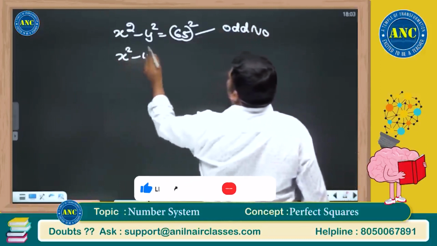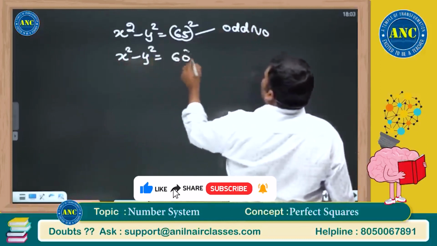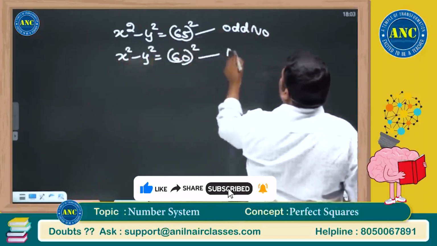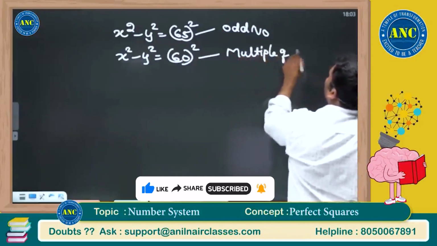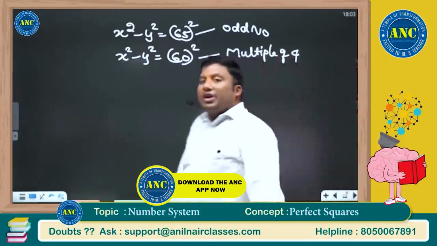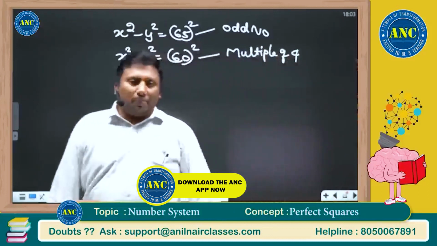X square minus y square equivalent to 60 whole square. It is a multiple of 4. We just discussed right hand side. Right hand side should be an odd number or a multiple of 4.